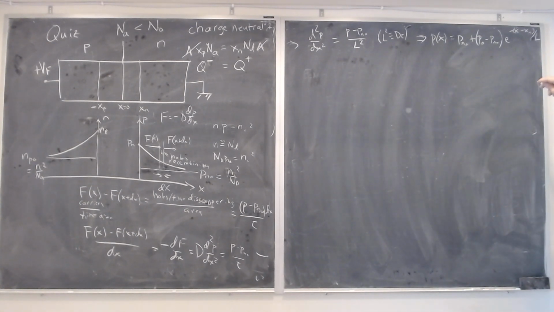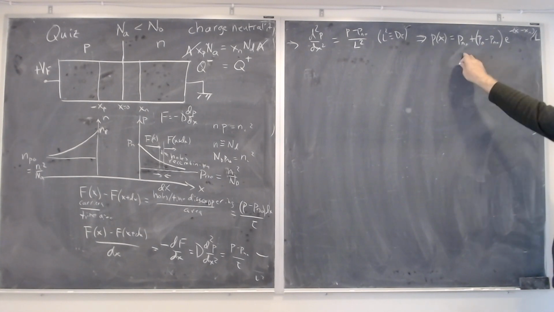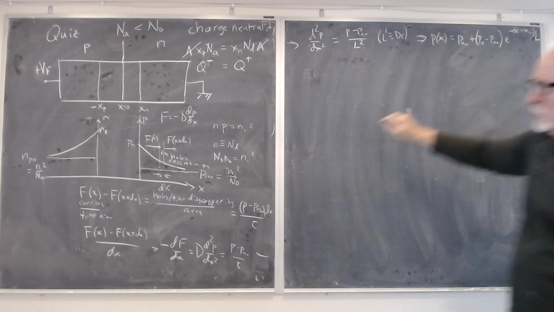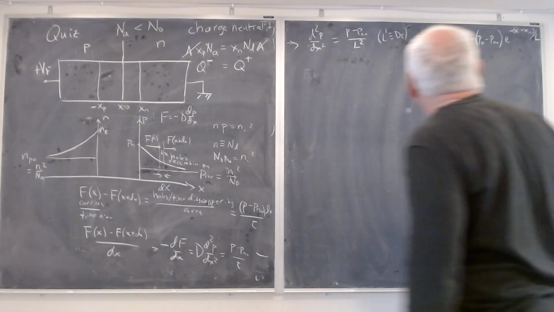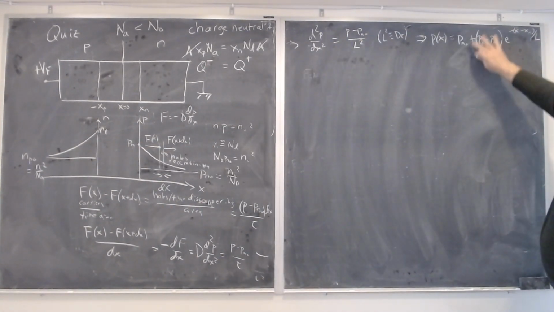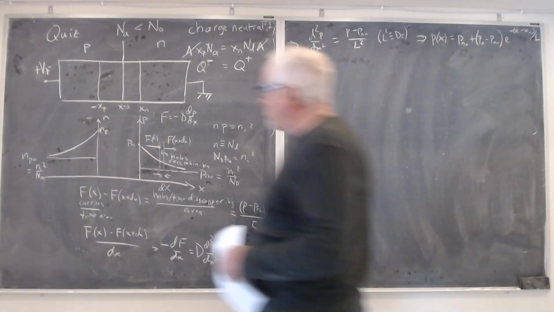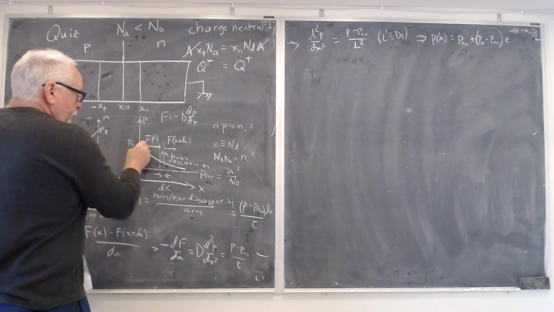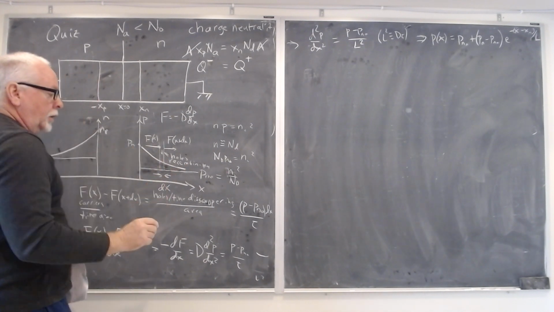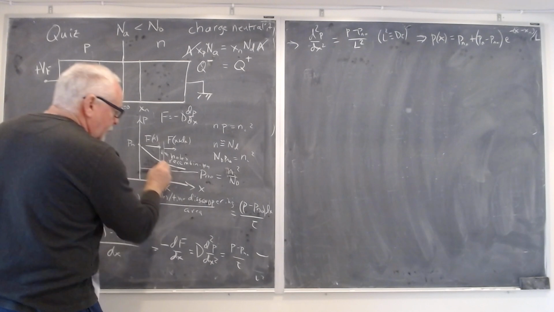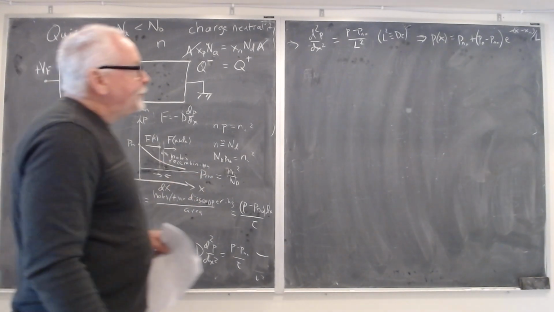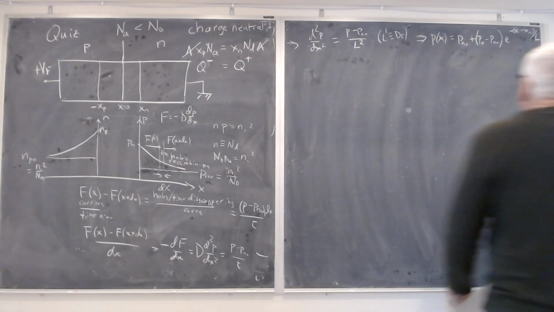And also by the boundary conditions, you can see that if x equals xn, this becomes e to the 0, which is 1. And so this becomes Pn0 plus Pn, and so it becomes Pn at x equals 0. And as x goes to infinity, this part goes away and becomes Pn0. All right, so you can basically see that equation and understand that that's an exponentially declining hole concentration, but it doesn't decline to 0, it declines to Pn0.